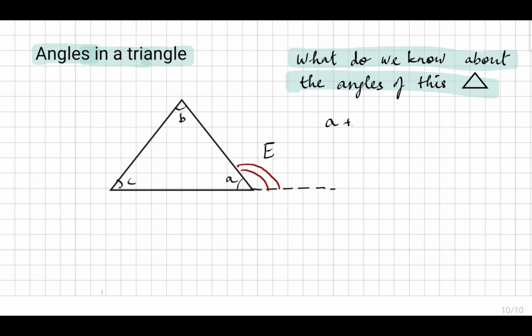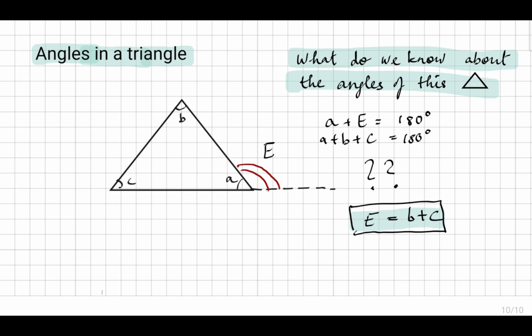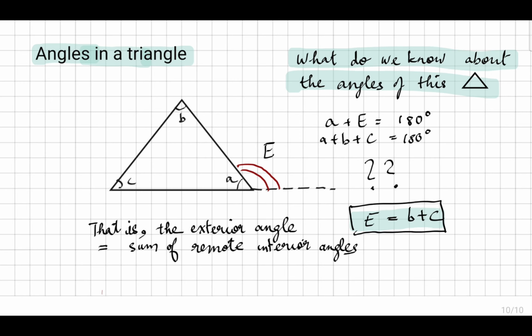Here we know that the sum of A and E is 180 degrees because they are in a straight line. We also know that the sum of A, B, and C is 180 degrees. So from these two equations, we can come to the conclusion that E is equal to B plus C. This is something that is only true for triangles. That is, the exterior angle is equal to the sum of the remote interior angles of a triangle.